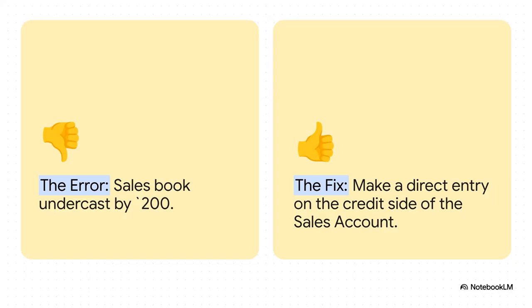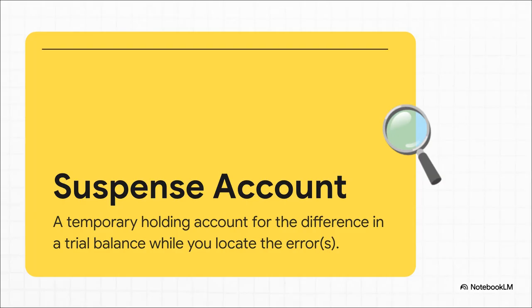So, if you catch an error early, back in stage 1, the fix is often beautifully simple. Let's say you added up your sales journal and it came up $200 short. No problem. You can just go right into the sales ledger account and add a correcting line with a little note explaining what happened. That's it. No complicated journal entries needed. Easy.